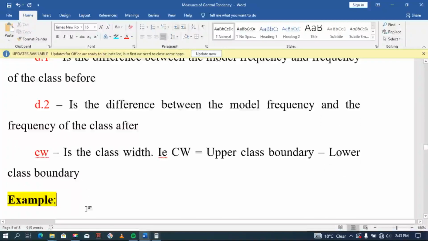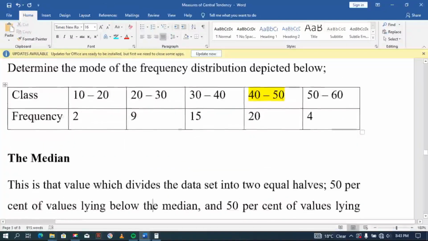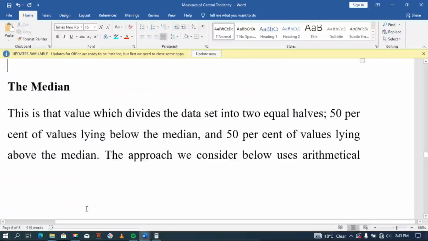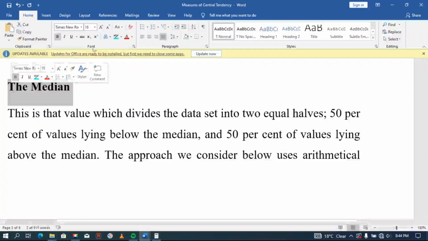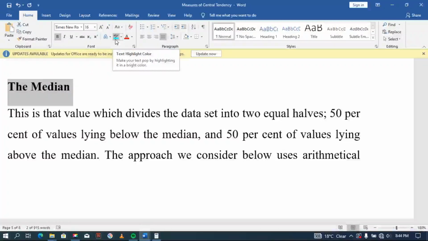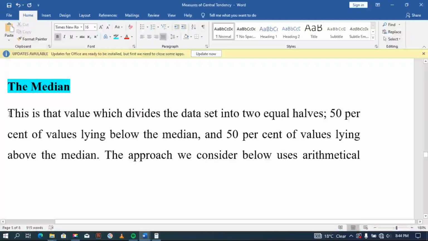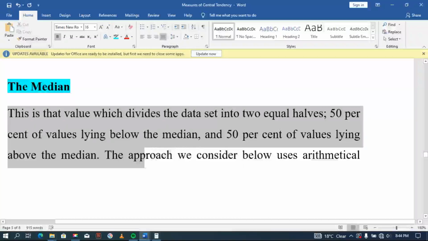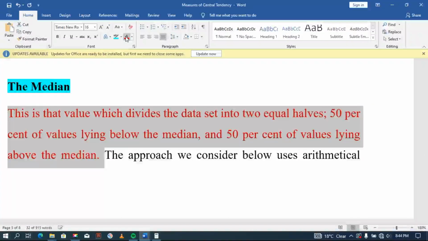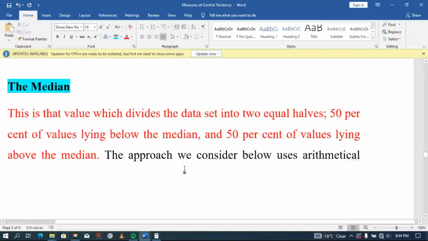So now let's look at another variable, and now that is the median. Now when we talk about the median, simply we mean that value that divides a distribution into two equal parts. This is that value which divides the data set into two equal halves, that is 50% of the values lying below the median and 50% of the values lying above the median.